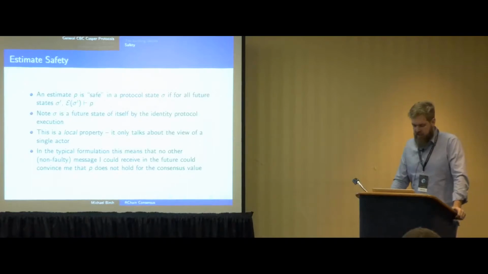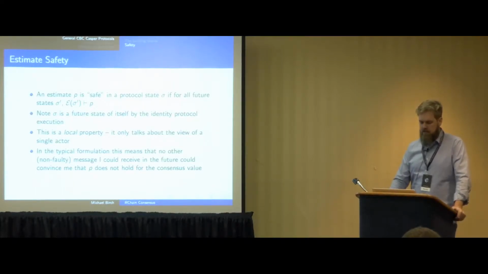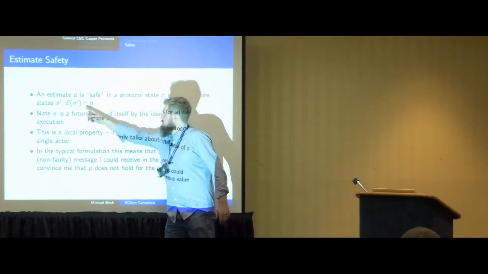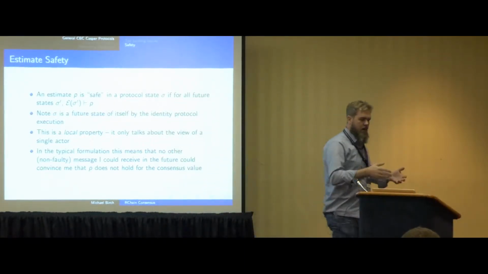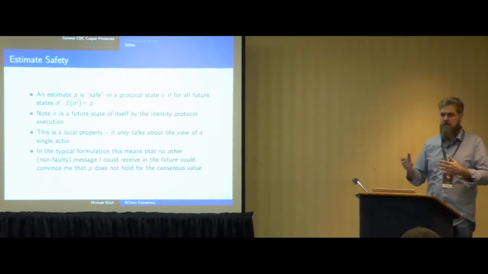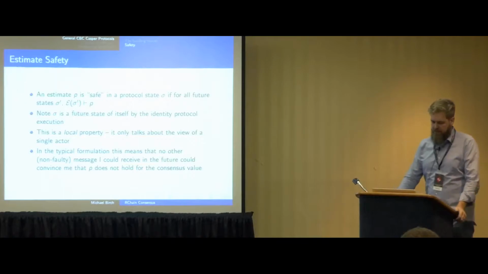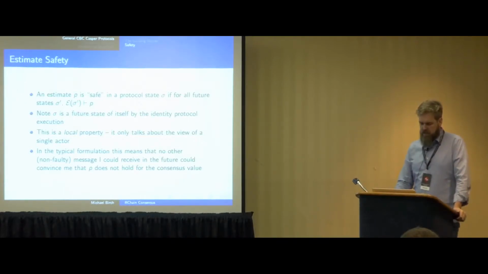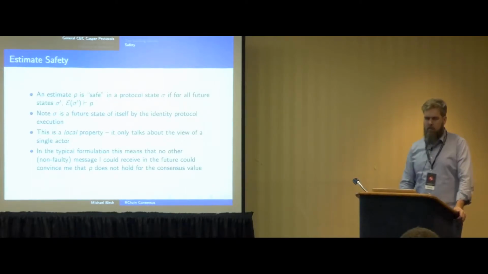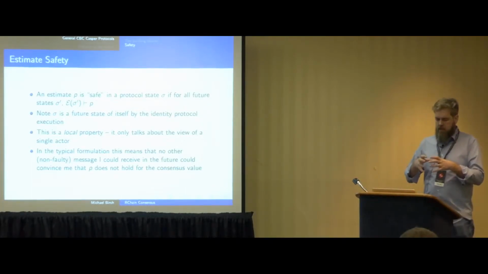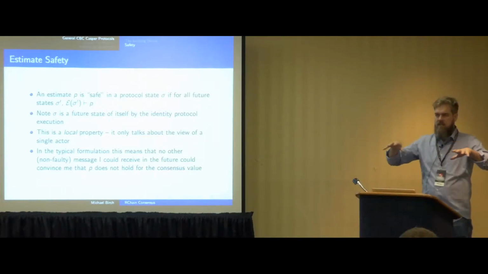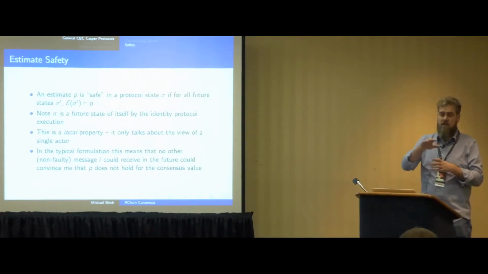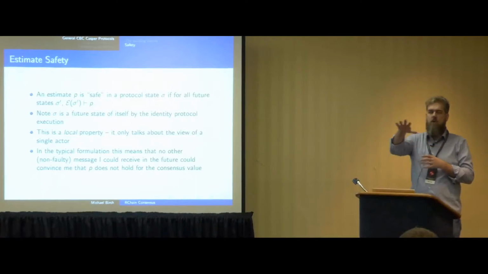An estimate is safe in a protocol state, sigma, if for all future states of sigma, all future states sigma prime, the estimate based on this state gives the same value. So there's no way that, no matter what other messages you see or send, that estimate can change. Sigma is a future state of itself by the identity. It's a local property. So each node, even if the whole network hasn't achieved consensus yet, can know that if it ever does reach consensus, it'll reach consensus on this value. So individual nodes can know things that the whole network doesn't yet.